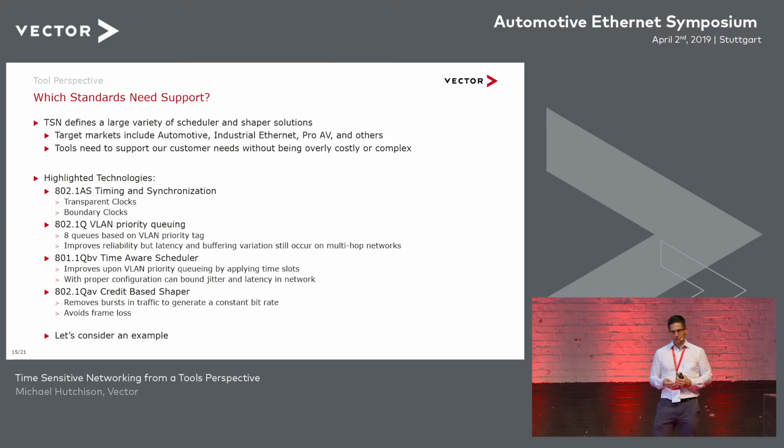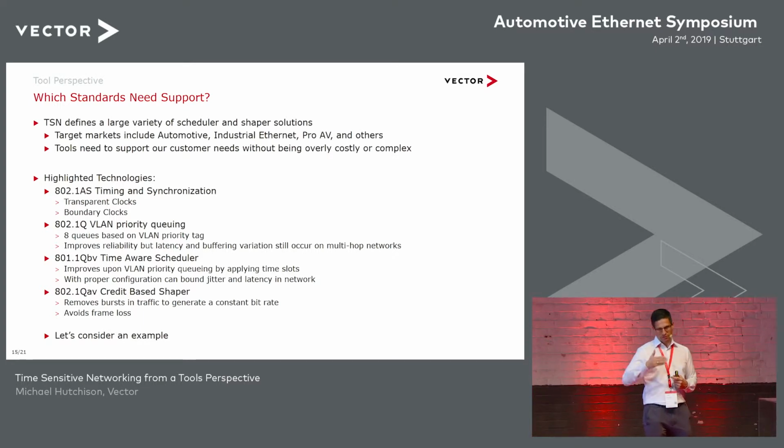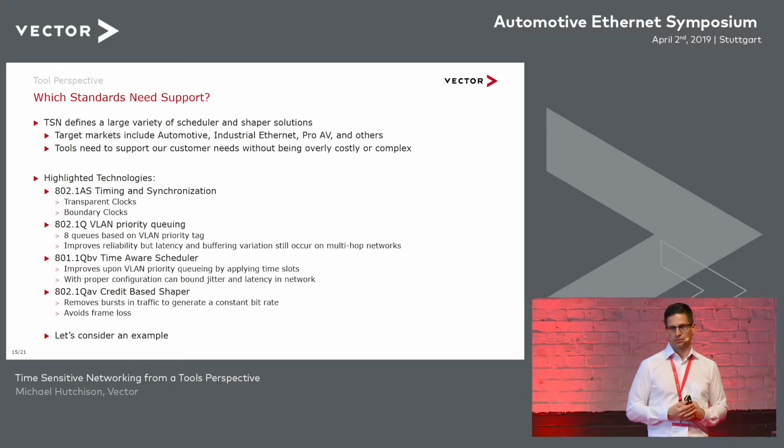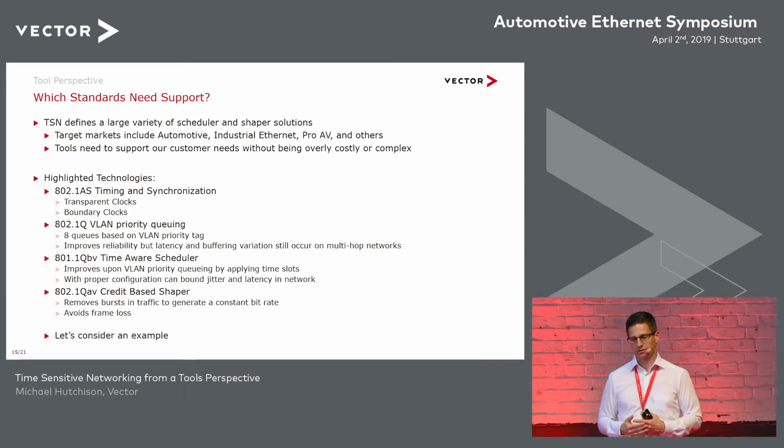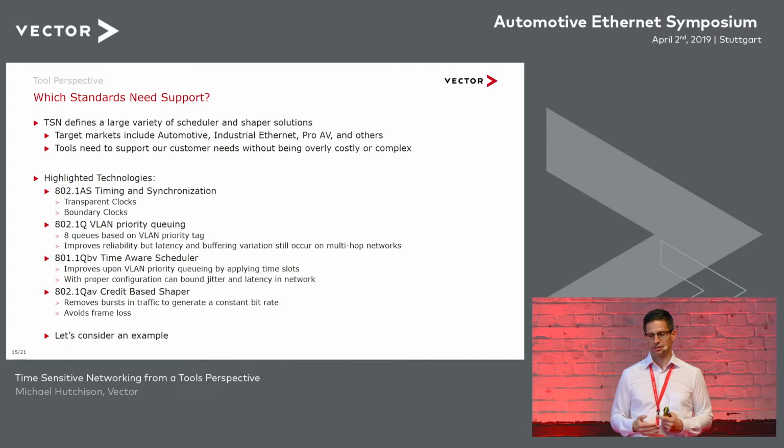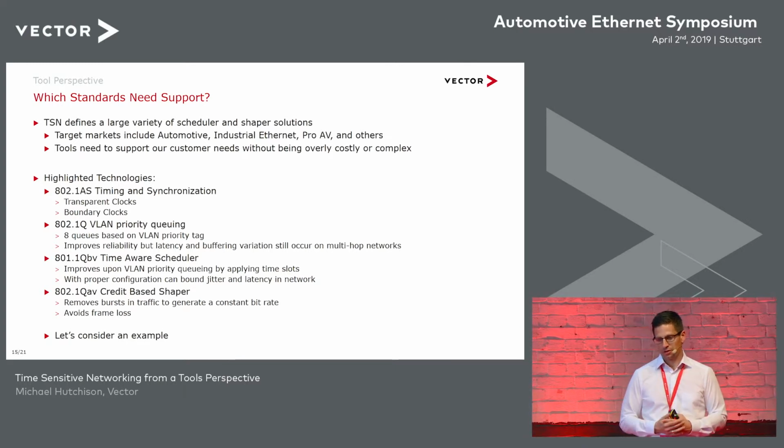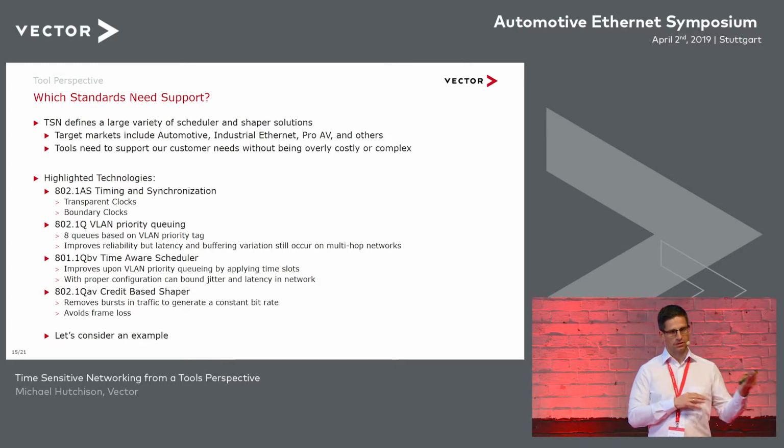So in that sense, I've picked out 4 technologies that I think are worthwhile talking about a little bit more. The first one is 802.1AS, the IEEE standard for timing and synchronization. And the 2 things that I think we need to think about here from a tool perspective, as I mentioned earlier, are transparent clocks in the tool, so you know when you put the tool in your network that it's going to work. You're not going to break your network. And the second one would be boundary clocks, allowing the tool to be a clock, either a master or a slave.